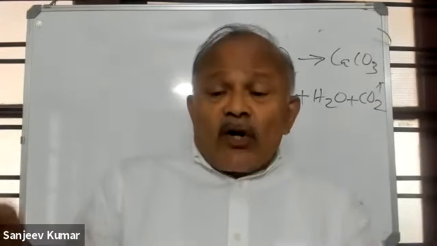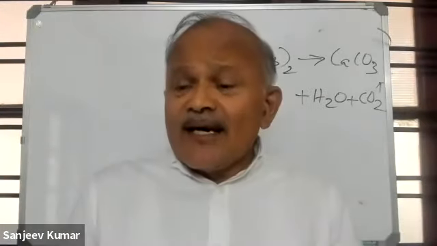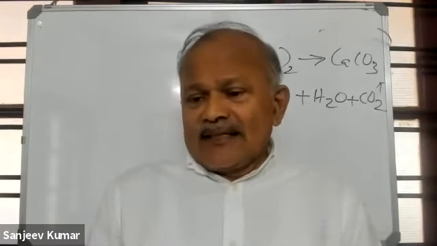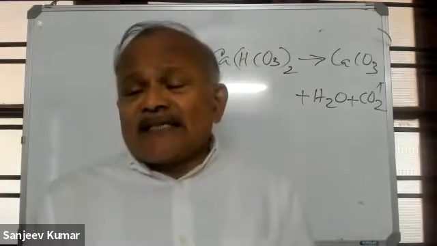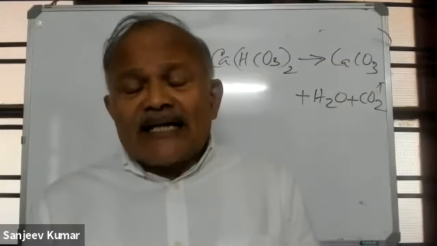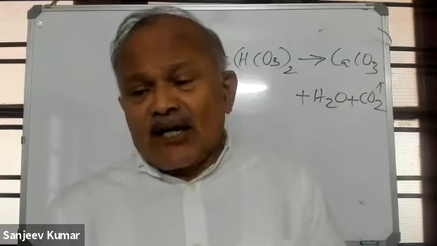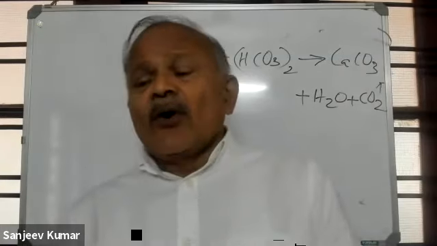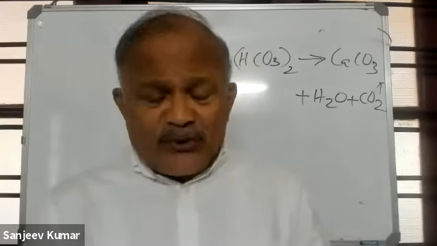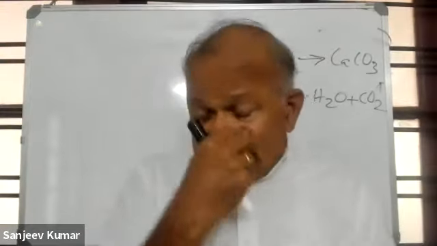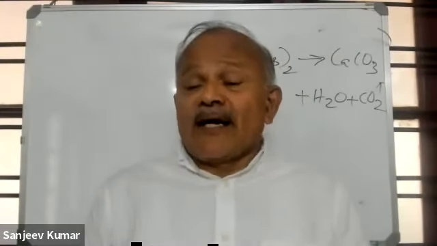But if chlorides and sulfates of calcium are present in the water, they cause permanent hardness. That is, permanent hardness is caused by the chlorides and sulfates of calcium and magnesium: calcium chloride, CaCl2, magnesium chloride, MgCl2, calcium sulfate, CaSO4, or magnesium sulfate, MgSO4. If they are dissolved in water, it causes permanent hardness.